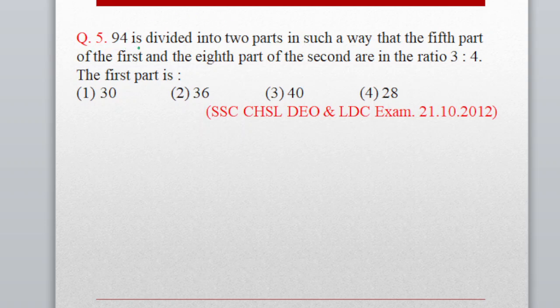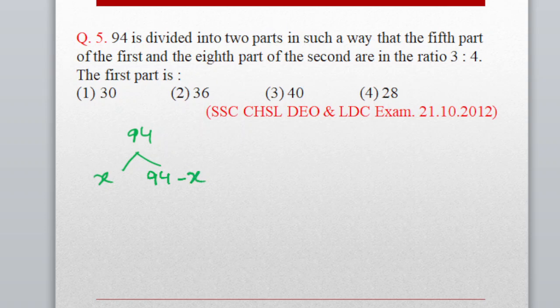Question number 5. 94 is divided into two parts in such a way that the fifth part of the first and the eighth part of the second are in the ratio 3:4. The first part is dash. Now here 94 is divided into two parts. One part is x, other part is 94 minus x.